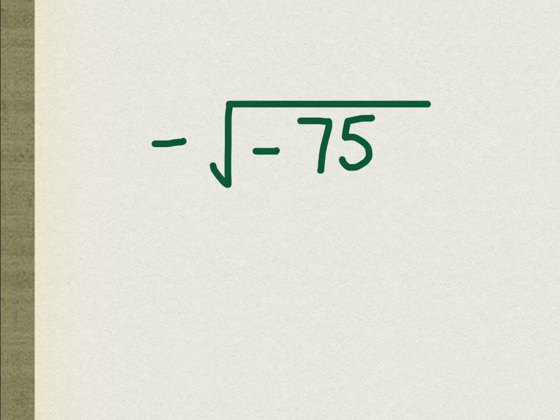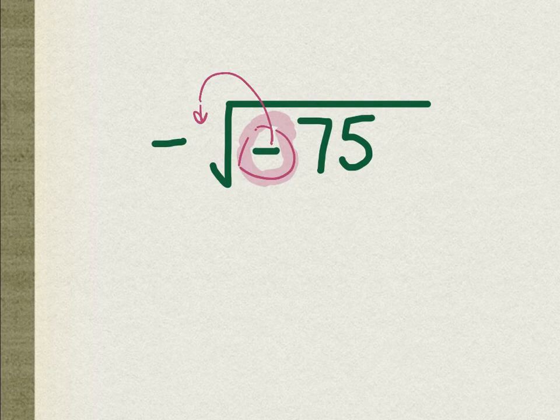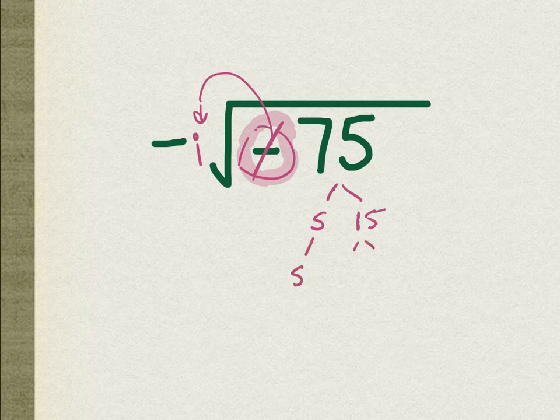What should we do first? Remove the negative from inside to take the i outside. So we just have a negative i on the outside. So nothing different that we have to do here. We just have that negative on the outside. It doesn't really affect us in any way. It just hangs out on the outside. What are factors of 75? 5 and what? 15. 25 and 3 works too. Remember, you can come up with different factors and you'd get the same answer. So 5 and 15 is a good one.